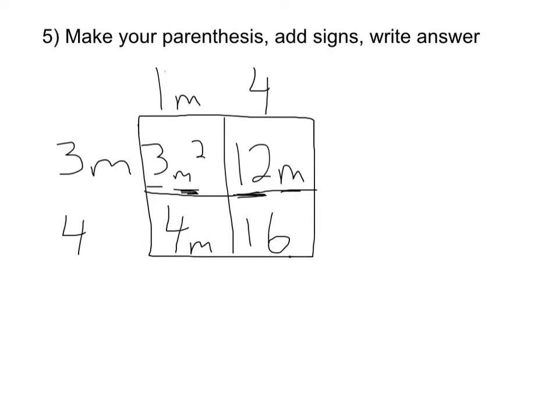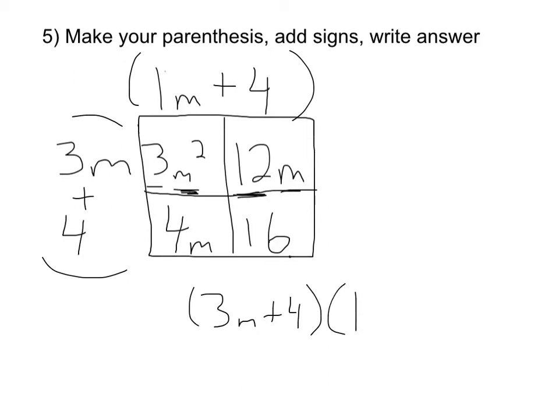Okay, and step 5 here is to make your parentheses, add your signs, and write the answer. Now this is really easy because all you do is put parentheses here, and if there's no negative sign, you put a plus. Okay, and then you kind of look at this one sideways, but you also put parentheses there, put plus. So really what you have is your 3m plus 4 and 1m plus 4, and also don't forget that 7 that we pulled out in the beginning, and then your equals 0. Okay, so that's the answer right there.